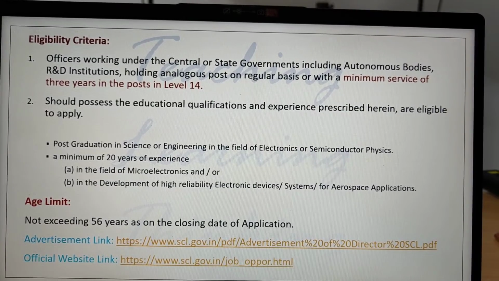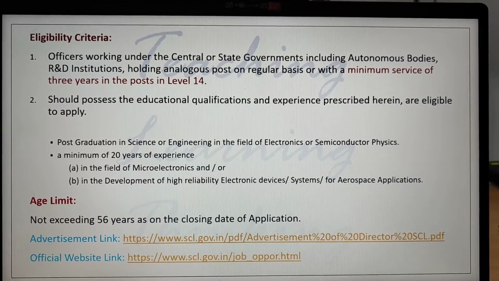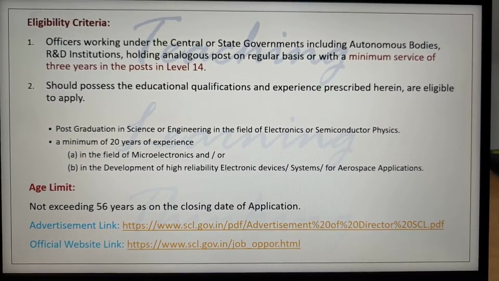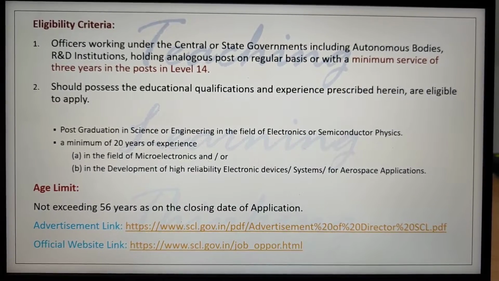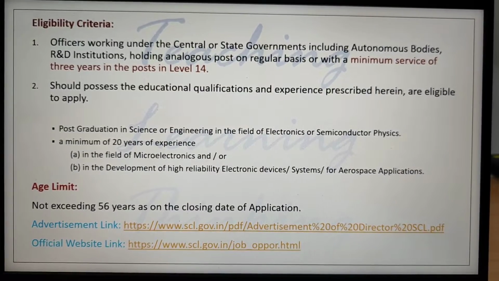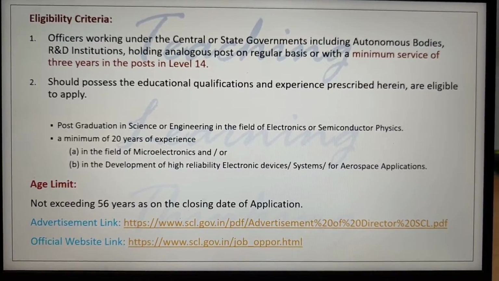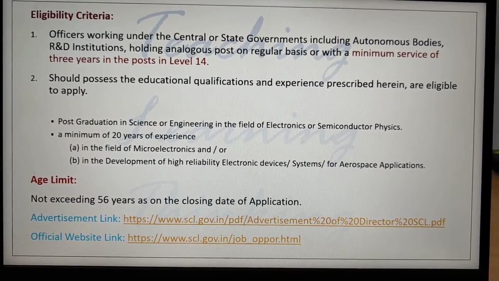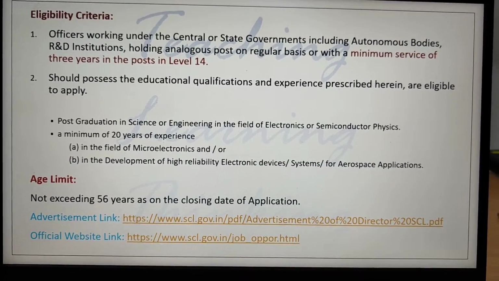That is post graduation in science or engineering in the field of electronics or semiconductor physics. And the second thing is a minimum of 20 years of experience in the field of microelectronics or in the development of high reliability electronic devices or systems or aerospace applications. The age limit for this post is not exceeding 56 years as on the closing date of application.